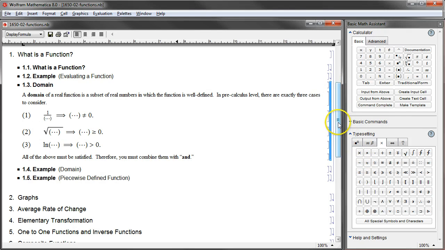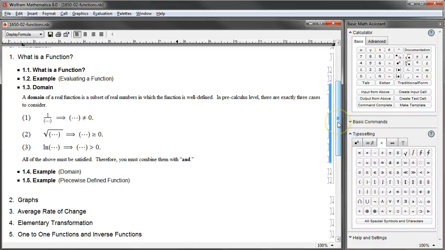Well, here's another comment for domain. The denominator should not be 0. The inside of the square root should be non-negative. If you have a logarithm, then the inside of the logarithm should be strictly positive. But we're going to deal with logarithms later in chapter 3, maybe 4. So for the time being, you can worry about only the first two.